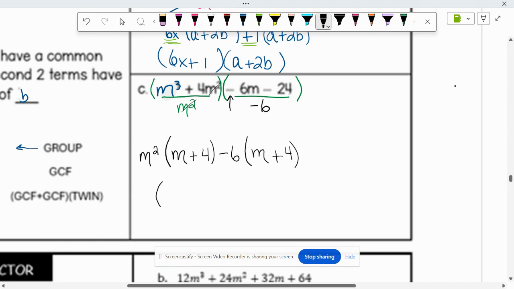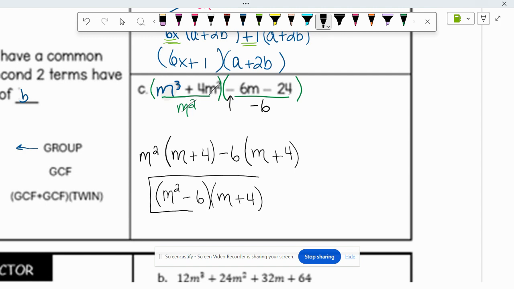The first GCF I took out was m squared. The second GCF I took out was -6. That's my first binomial. Multiplied by my twin. What is my twin? Yeah, m plus 4. This is in factored form. Questions?